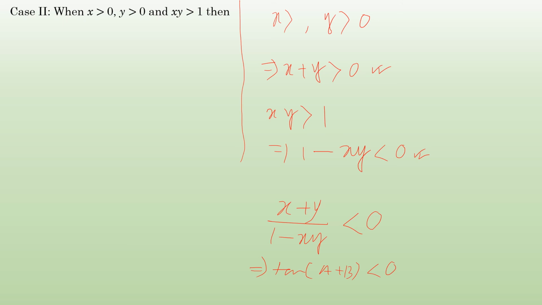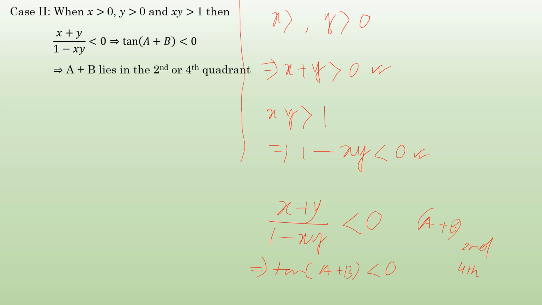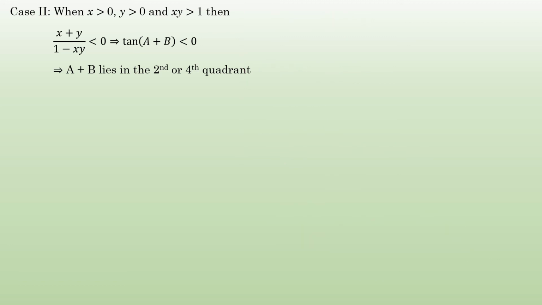which implies that the angle a plus b is either in the second quadrant or in the fourth quadrant. So that is written here: x plus y divided by 1 minus xy is less than 0, then tan of a plus b is also less than 0, and so a plus b lies in the second or in the fourth quadrant. Now actually where is a plus b? I am erasing this first.